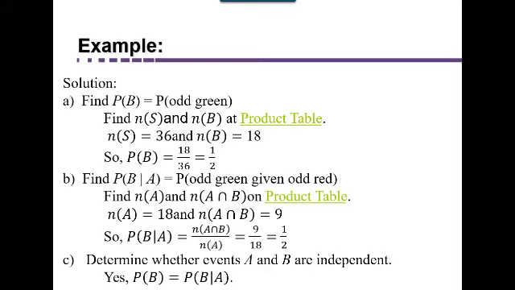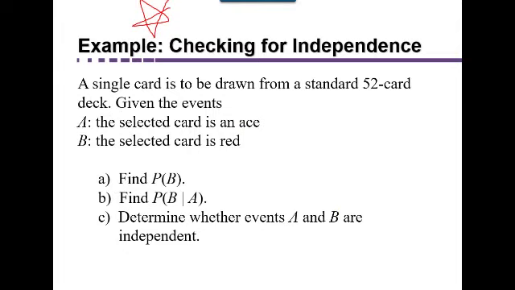Now technically it's possible for the probability of A given B to be different than the probability of B given A, and you should check both, but for the sake of time we're just going to check the one.